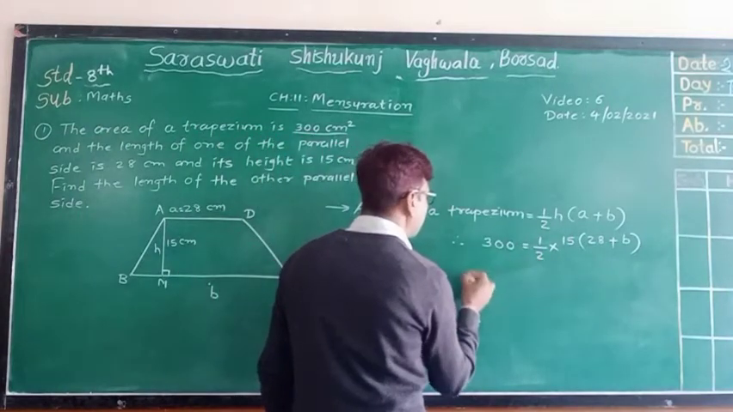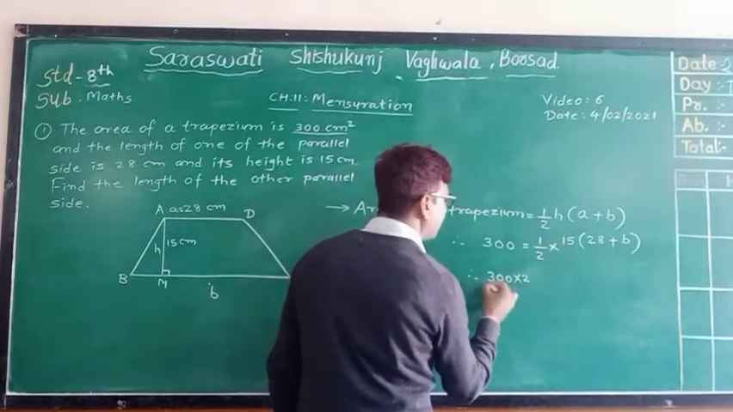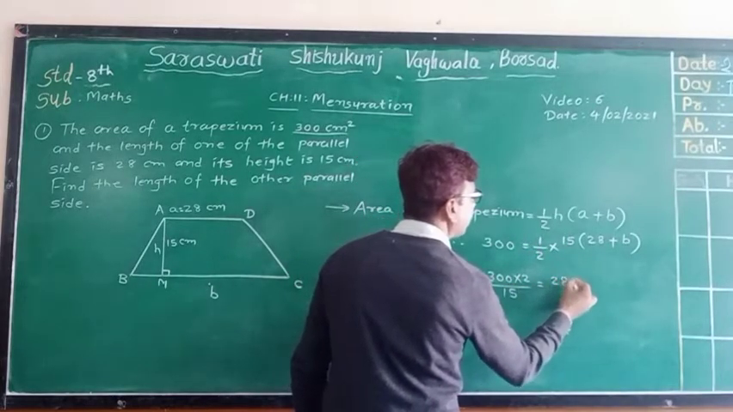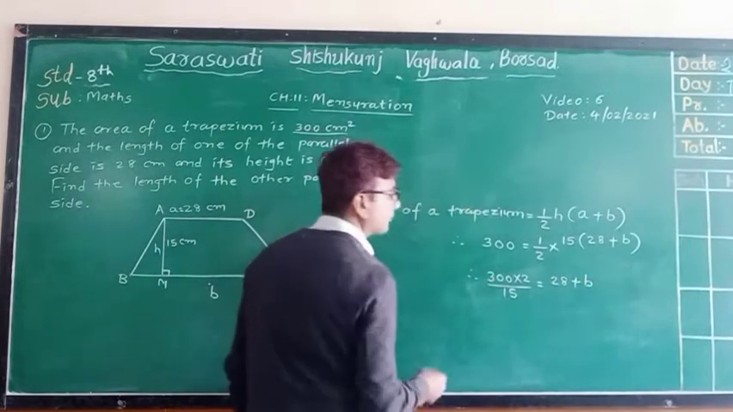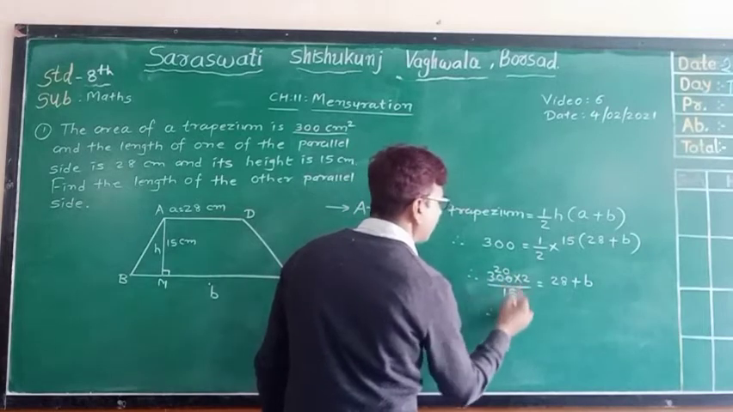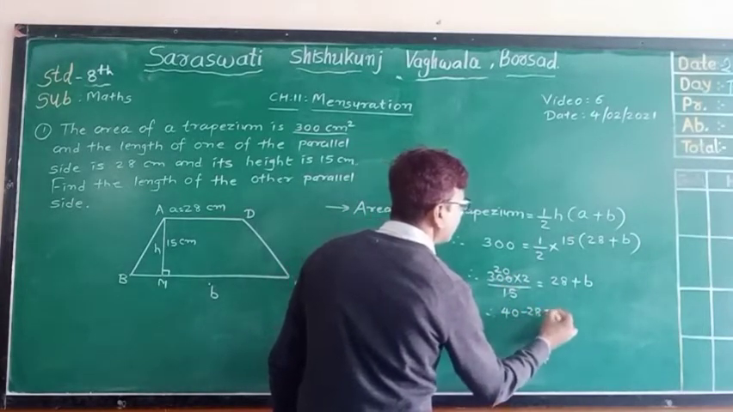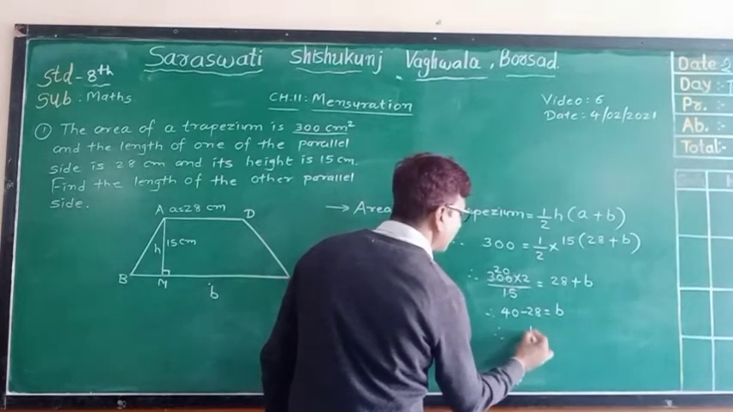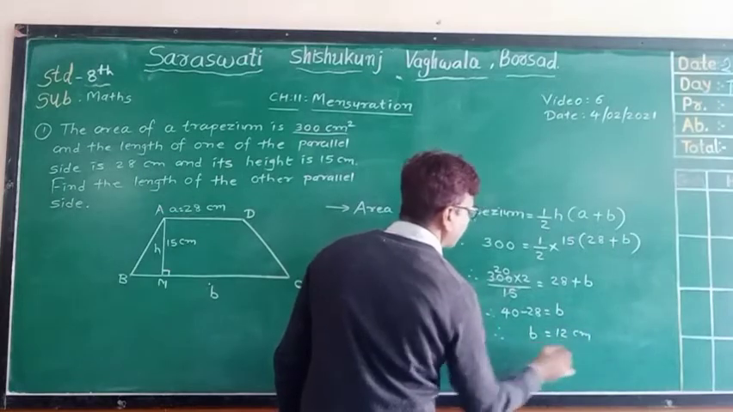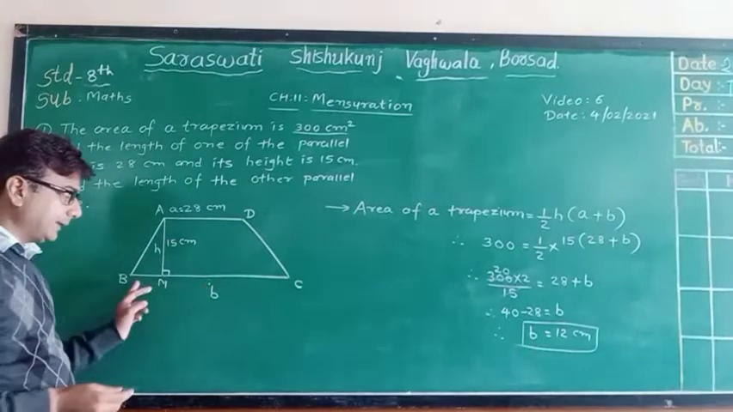Now 2 will come outside, and 15 goes downside. So the remaining terms are 28 plus b. Here we can cut 15 with 30: 15 times 2 is 30, and 20 times 2 is 40. So 40 equals 28 plus b, and 28 goes to this side as minus 28. So b equals 40 minus 28, which is 12 centimeters. Therefore, the second parallel side measurement is 12 centimeters.